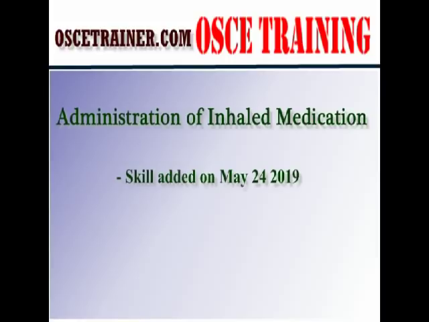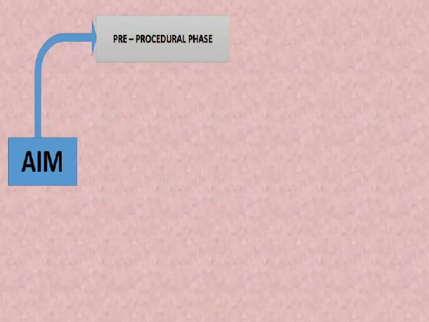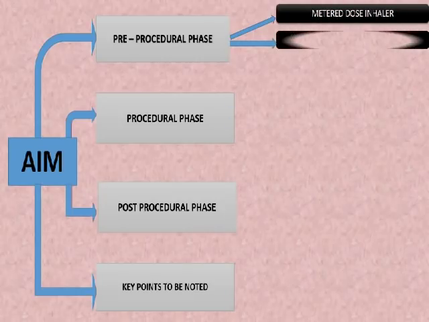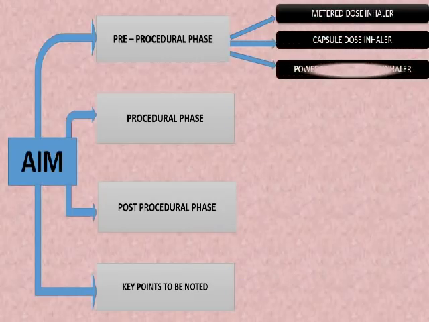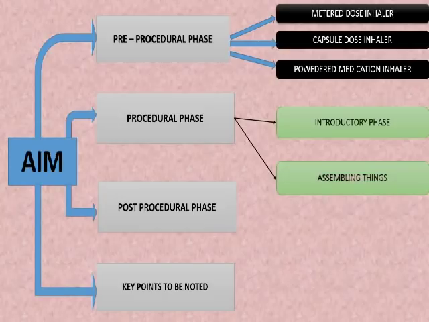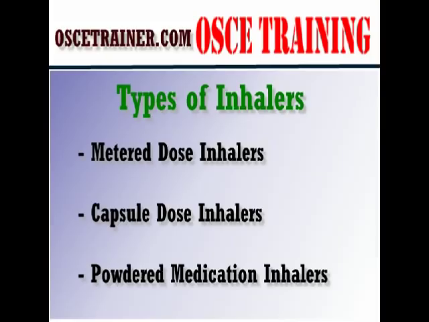We will explain this skill in the following manner. Broadly, we can classify administration of inhaled medication into pre-procedural phase, procedural phase, post-procedural phase, and also we will discuss some key points to be noted while performing this skill. In the pre-procedural phase, we will talk about metered dose inhalers, capsule dose inhalers, and powdered medication inhalers. In the procedural phase, we will discuss the introductory phase, assembly of things required for performing this skill, and the drug administration part. Please watch the whole video to get a clear picture about this procedure. First, we will deal with the pre-procedural phase.